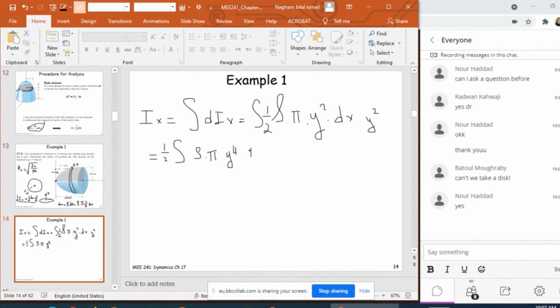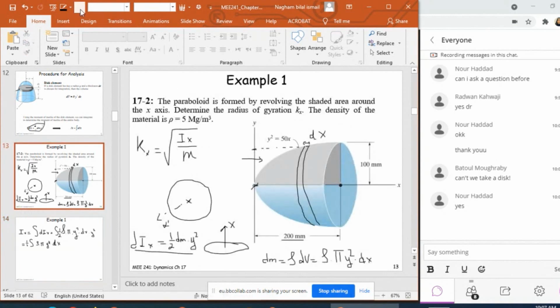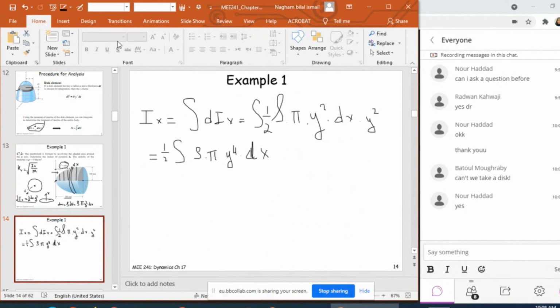Now, guys, I should know the equation of y in terms of x. Otherwise, I cannot do the integration. And I cannot say that y is constant with respect to x. As you can see, y differs with respect to x. So for each x, I have a different y. And this y squared is equal to 50x. So since y squared is equal to 50x, then y to the power 4 will be equal to 50x squared.